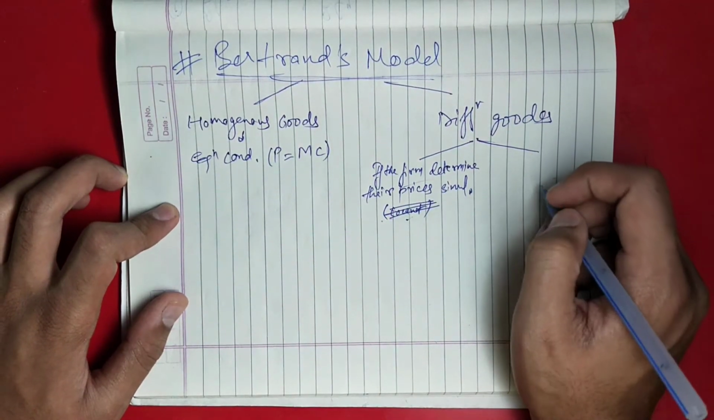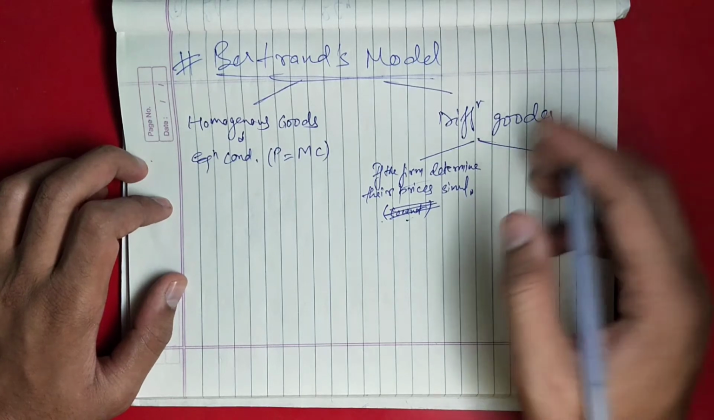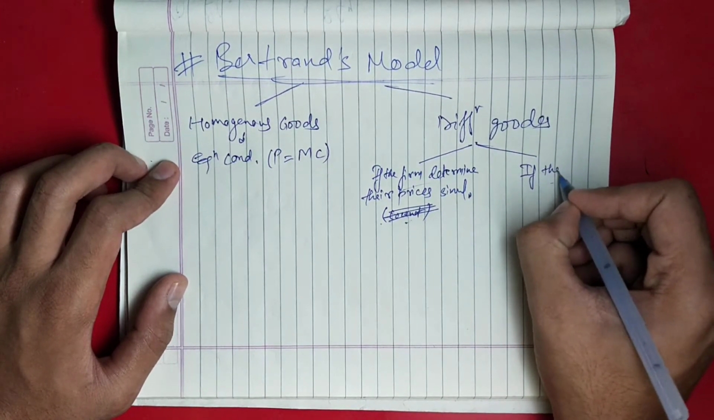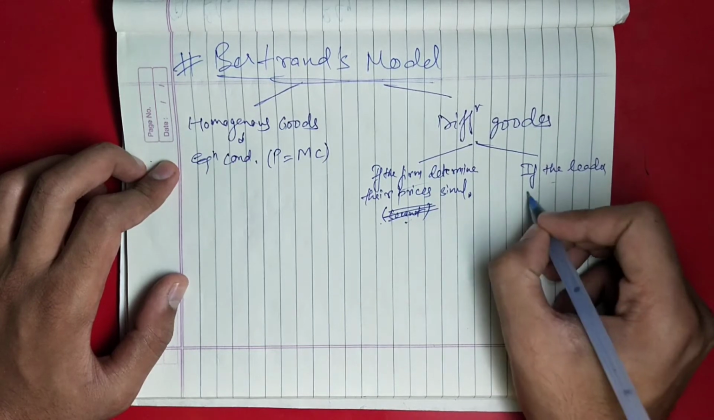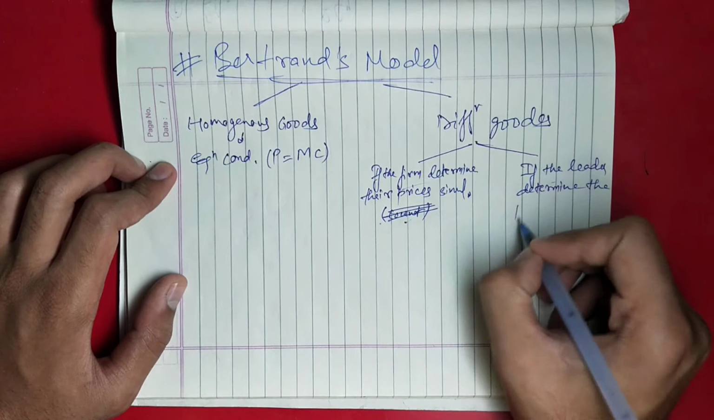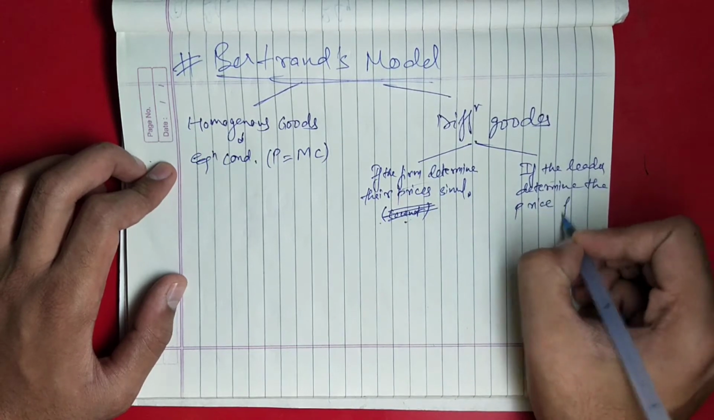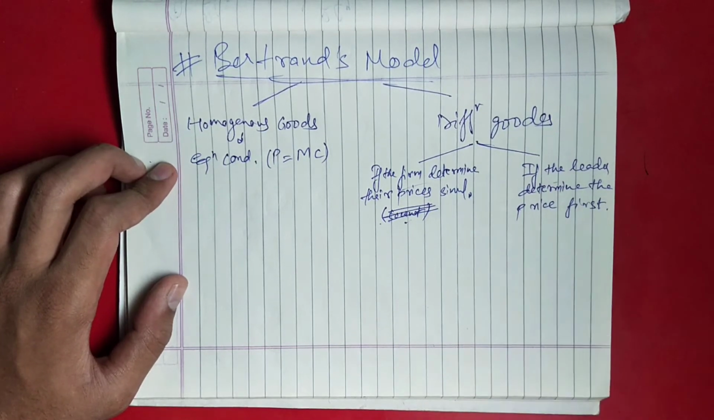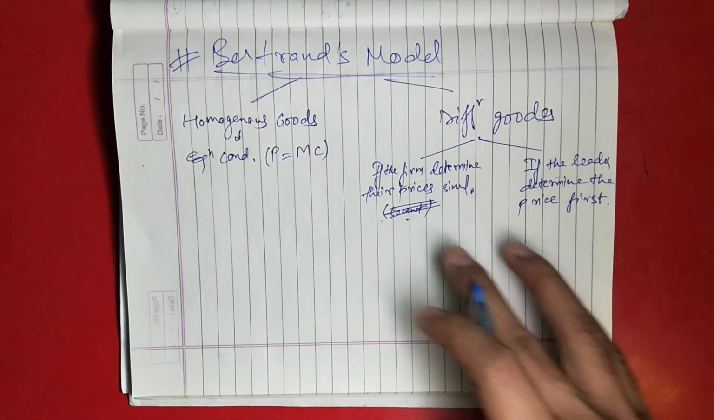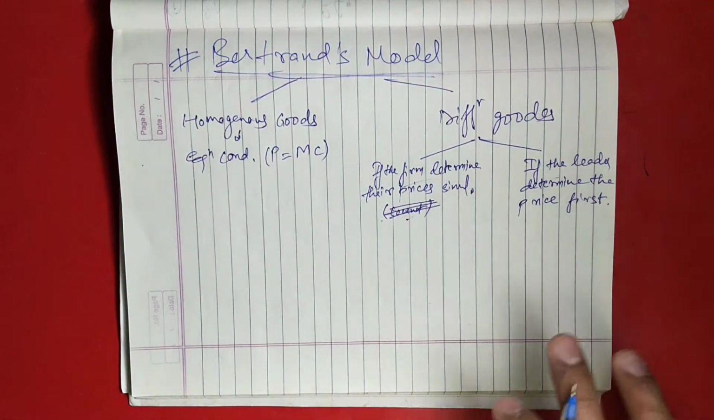And the second one which I am going to write will be like Stackelberg: if the leader determines the prices first. So this is Stackelberg, but don't write or say it in the exam. I'm just telling you for reference, so that you can remember.